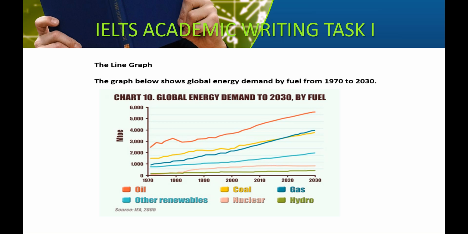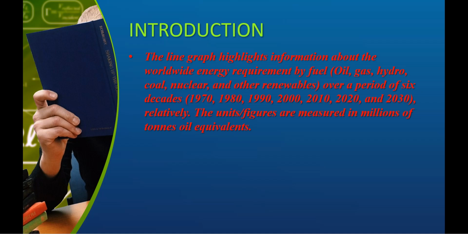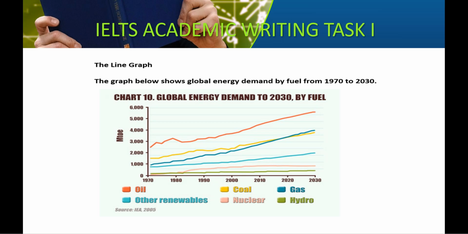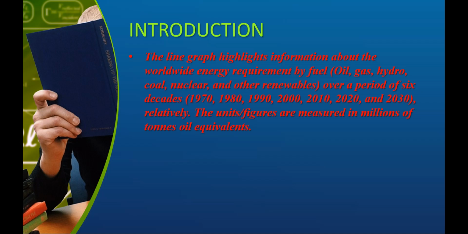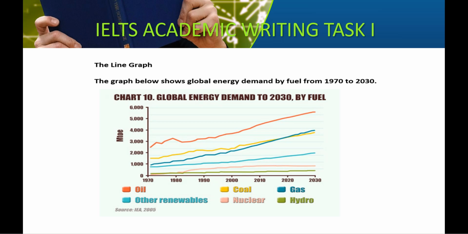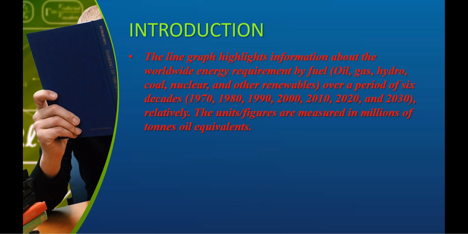As you have seen before, it's the graph, but we wrote the line graph. You should intentionally omit below shows, and you will write highlights information about or provides information about. Energy demand by fuel, we wrote the worldwide energy requirement by fuel. So global, worldwide. Energy demand, we wrote energy requirement by fuel, we just put it like this.